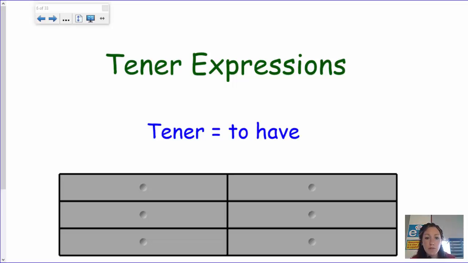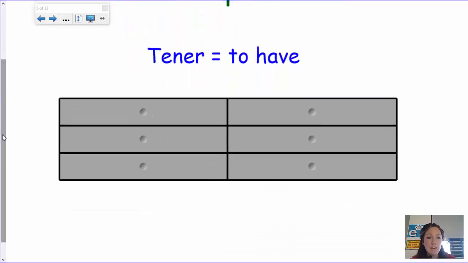The tener expressions is what we're reviewing today. So first, you will have to find this page in your packet. It's right after the vocabulary section that we finished last time. You will see the title, tener expressions. And then the first thing that we have to do is review how to conjugate the verb tener, because you can't use the tener expression without knowing how to use tener in a sentence.